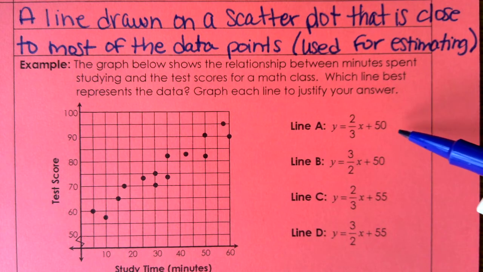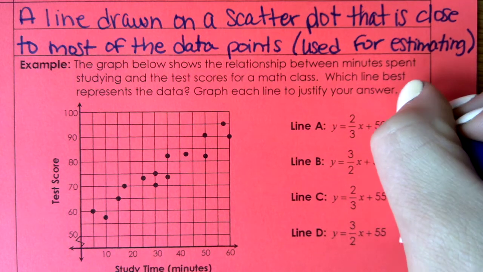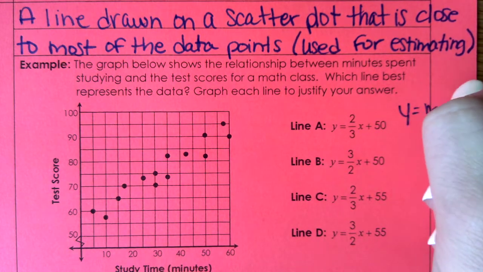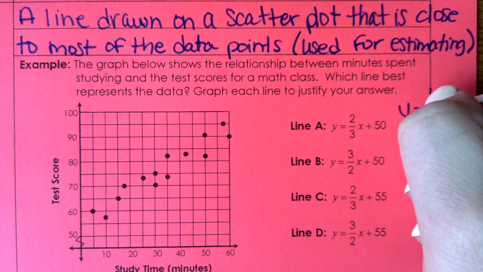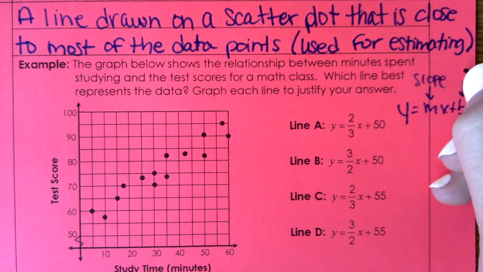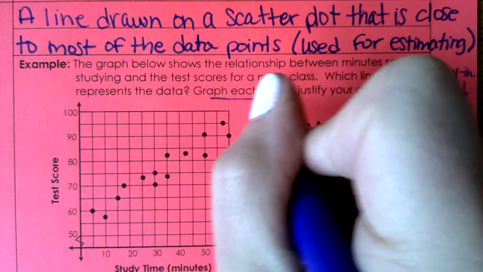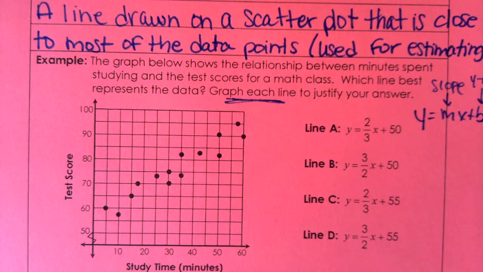So on number 1 here, I have y equals 2/3 x plus 50. Remember, our lines are y equals mx plus b, where m is our slope that tells us how we move, and b is where we begin. That's our y-intercept. Okay, so the graph below shows the relationship between minutes spent studying and the test score for a math class. Which line best represents the data? So it says graph each line to justify your answer.